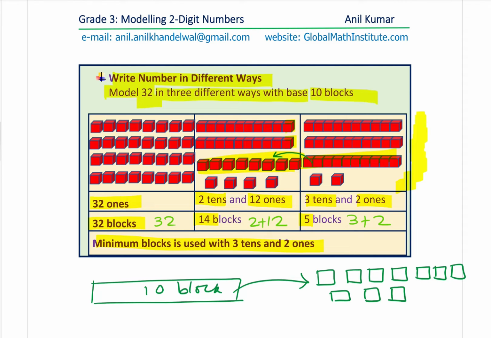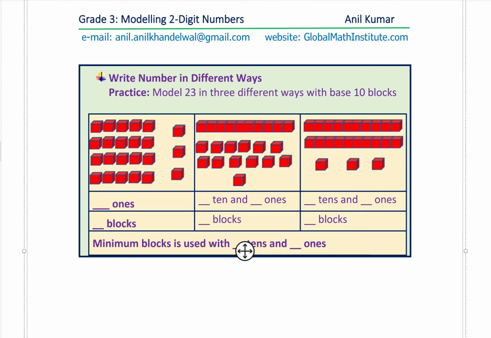That makes sense. Okay, so here is an exercise for you. You can now pause the video and answer this question. You need to write the numbers in different ways. So you have modeling 23 this time, right? Last time we did 32. Now you have to model 23 three different ways using base 10 blocks. Okay, so I've done the modeling for you.